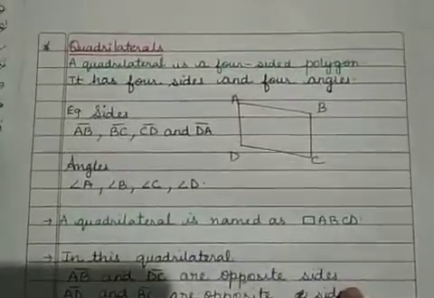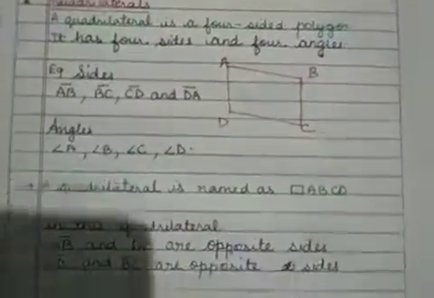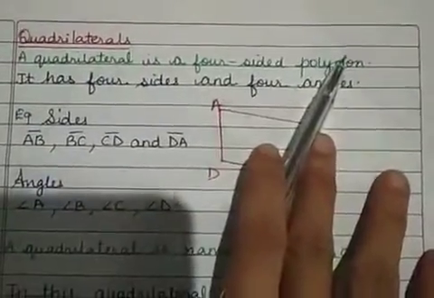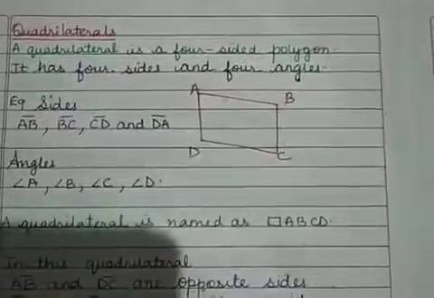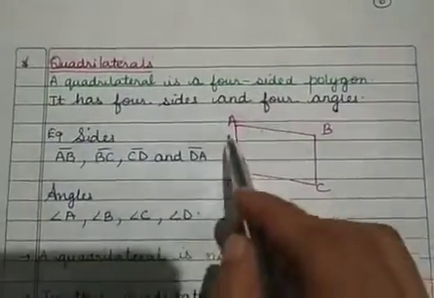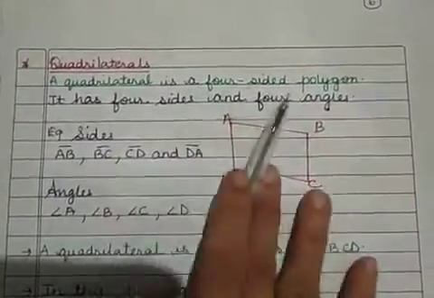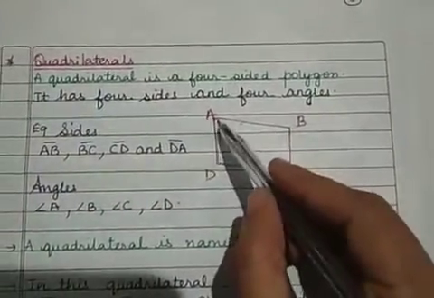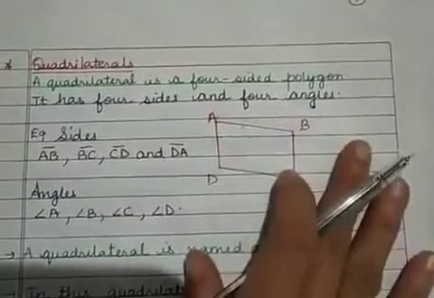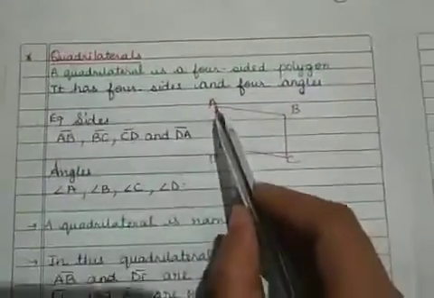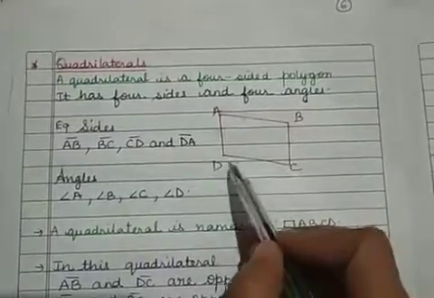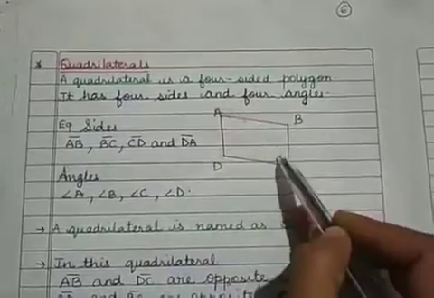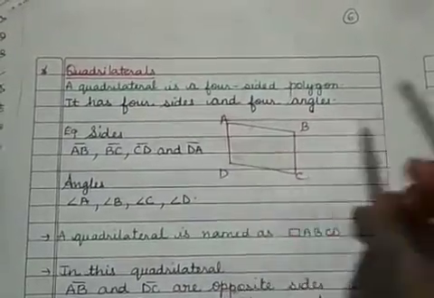After triangles, the next topic is quadrilaterals. A quadrilateral is also a polygon, but it has 4 sides. Triangle is a polygon with 3 sides. Quadrilateral is a polygon with 4 sides. And how many angles will it have? It has 4 sides, so it has 4 angles. In this, which are the sides? AB, BC, CD and DA are the sides. And which are the angles? Angle A, angle B, angle C and angle D are the 4 angles.